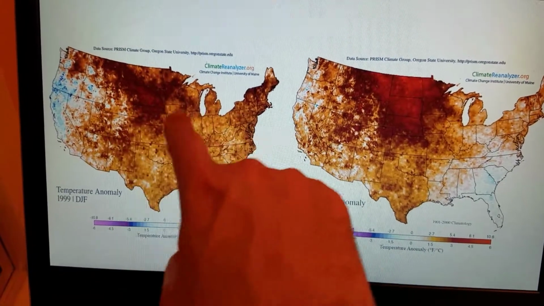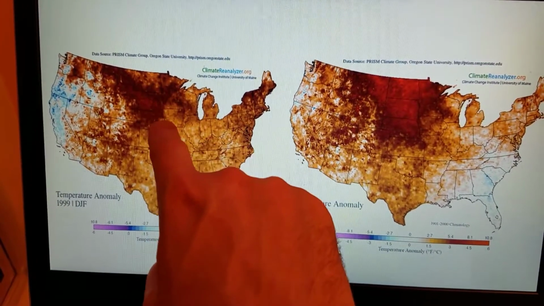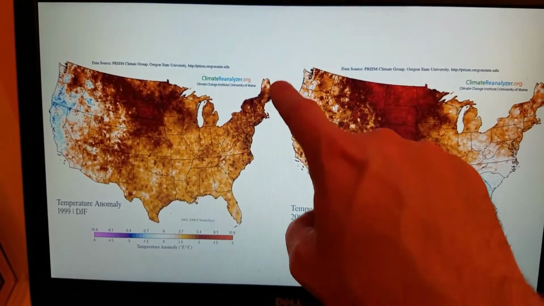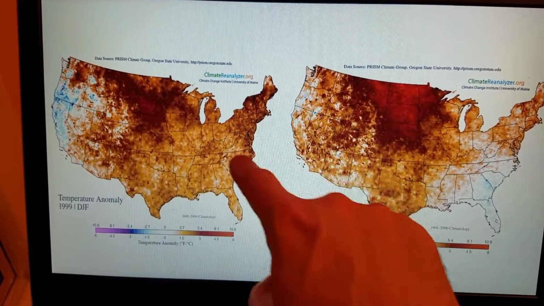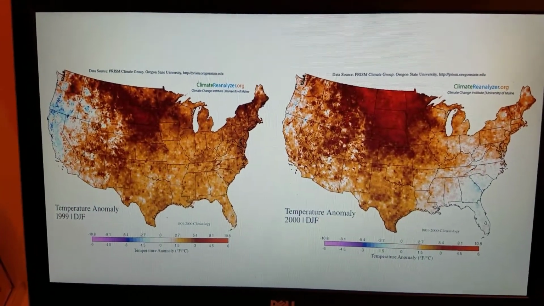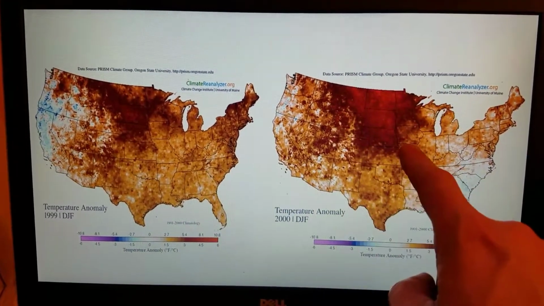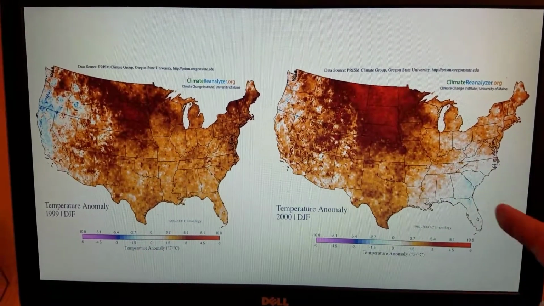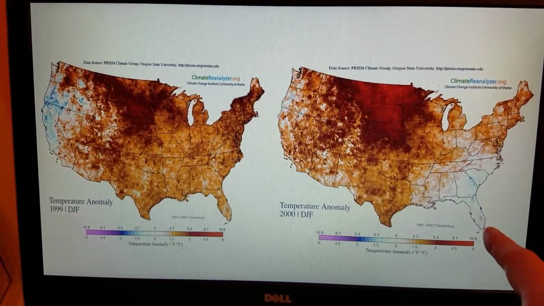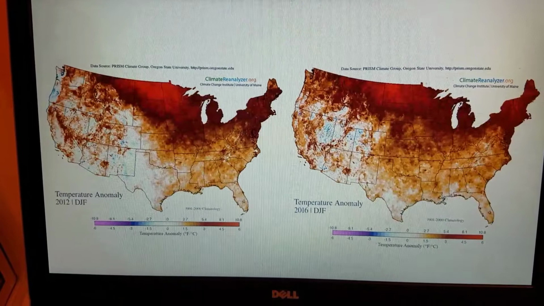Again, the heat was concentrated over the northern plain states, Nebraska, South Dakota, North Dakota, even into Minnesota and to Wisconsin. And even in this case, in 1999, even all the way up into Maine, it was well above normal for temperatures. In 2000, we had another warm area up in the northern plains, a very warm winter overall, with the exception of some cooler temperatures down over Florida and Georgia and South Carolina at that time.